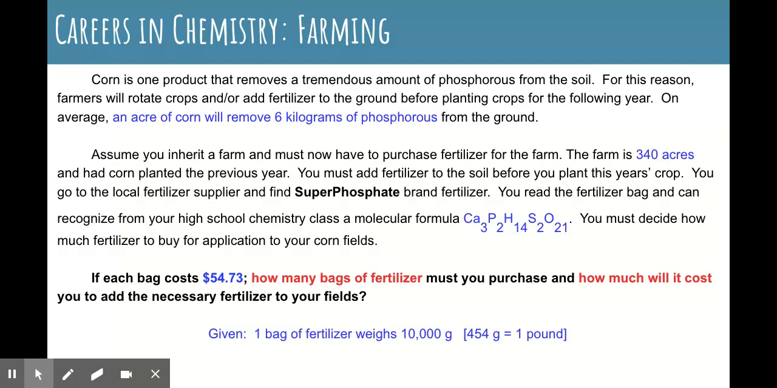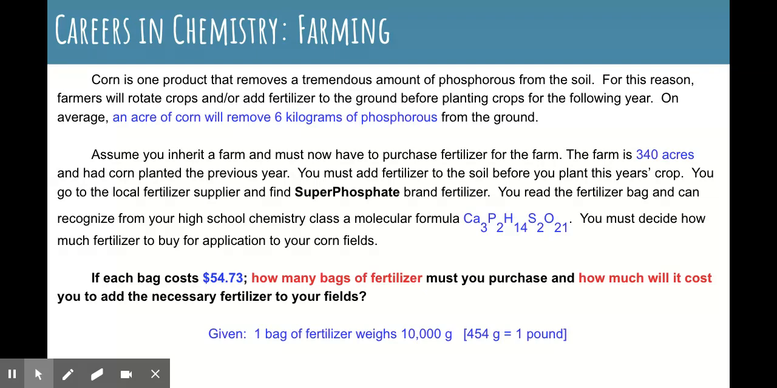So let's assume that you're going to inherit a farm, and you have to now figure out how much fertilizer to purchase for the farm and how much that's going to cost you. This farm is 340 acres and had corn planted last year. So you have to add fertilizer to the soil before you plant this year's crops. You go to your local fertilizer supplier and find superphosphate brand fertilizer. Reading the bag, you see this molecular formula. Okay, so you're familiar with molecular formulas. We've been looking at these things all year. So you have to decide how much fertilizer to buy for the application to your cornfields.